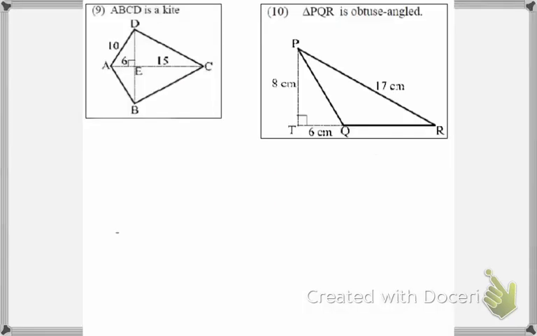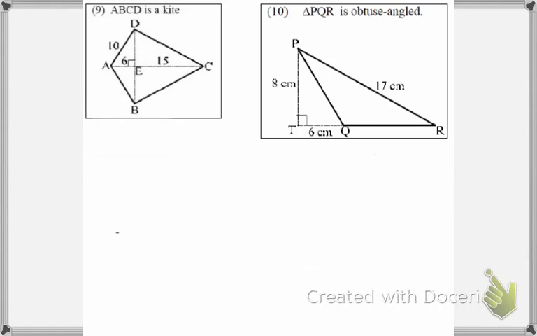Number 9, in number 9 we have a kite. Now guys, there is more than one way to work out the area of a kite, but because this worksheet is mainly on triangles and to calculate the area of a triangle, I'm going to calculate the area of this kite by calculating the areas of the different triangles inside the kite.